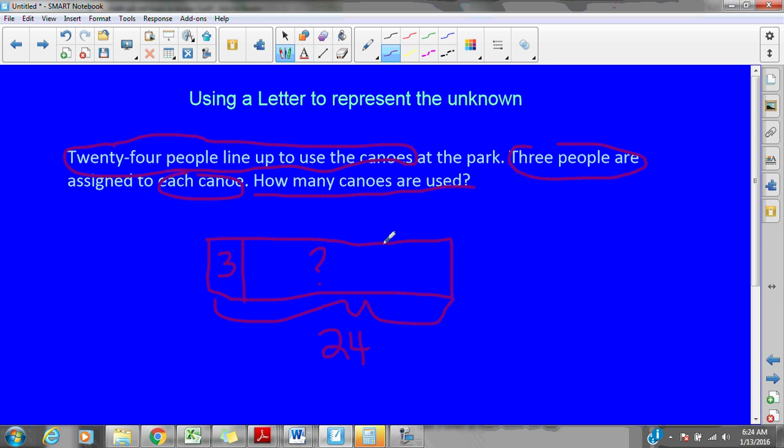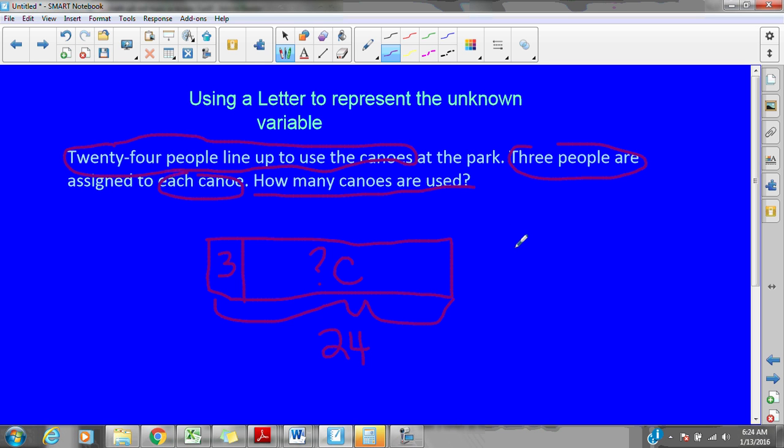So whatever this is, I can fill it in with one number. Well, instead of using a question mark for the part that I don't know, I could use a letter to represent it. The letter that you use to represent an unknown is called a variable. So that's the letter that you use. And so today we're going to use the letter C for canoe because we want to know how many canoes.